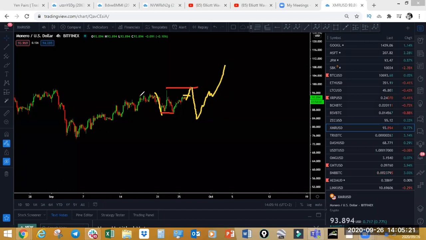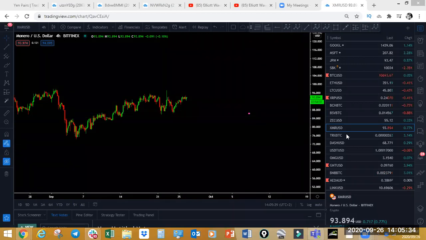So we are going sideways. So when we're going sideways like this, that's a continuation pattern. So we'll be looking for this one to make a push to the upside, a bit of a push to the upside, pull back before going to the upside. That is Monero.